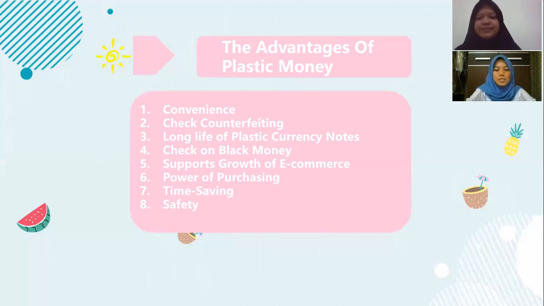Six, power of purchasing. Debit or credit cards make it easier to buy things. Now, we don't have any need to carry money in a large amount. Plastic money is accepted at any time and everywhere. Seven, time saving. One can purchase anything from any place through a credit card or debit card without spending money on fare or cash transaction. You have to provide your card details to the seller, store, or corporation and settle your order. It saves time in the transaction by debit or credit card.